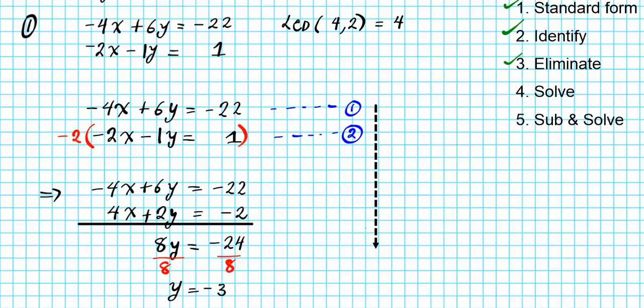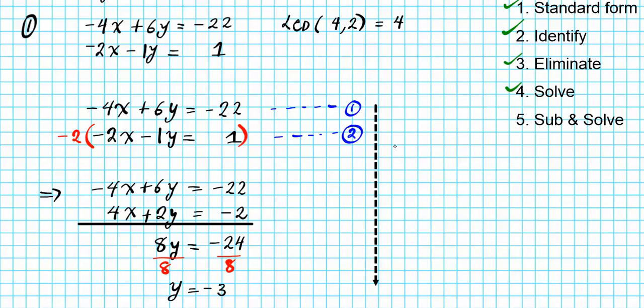Now, we have one answer. To get the second answer, we're going to advance to step number 5. We're going to substitute this answer into equations 1 or 2 and solve for x. It doesn't really matter which one we use. Let me use the second one.